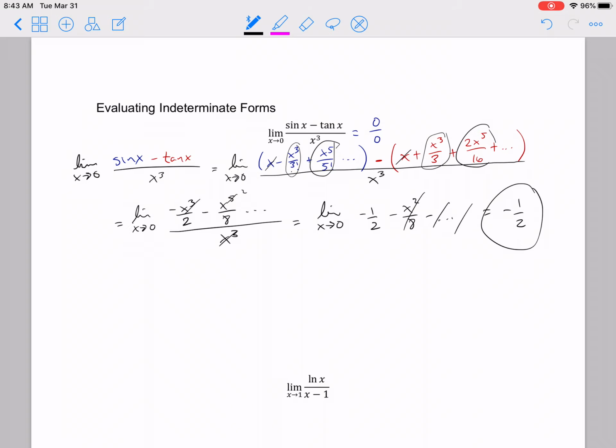The next one, if you look at this one, you could do L'Hopital, and you could get the limit as x goes to 1 by doing the derivative of the top and the bottom. So this would be 1 over x over 1, which is just 1. Or you can actually do the power series. All right, so this was L'Hopital. I don't know how to spell it. We'll just put L'Hopital.